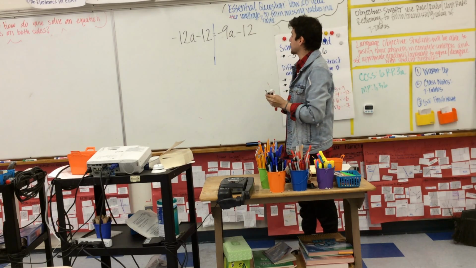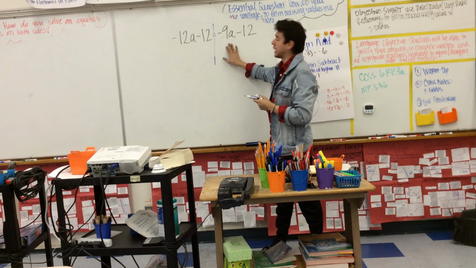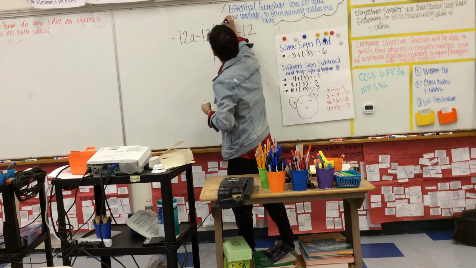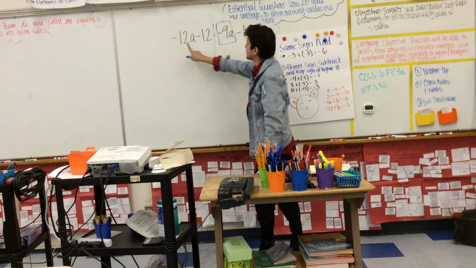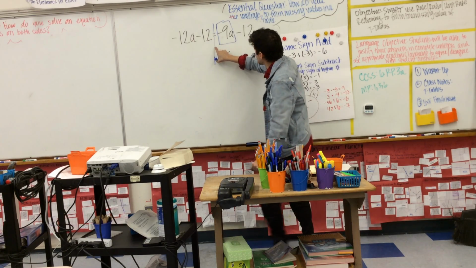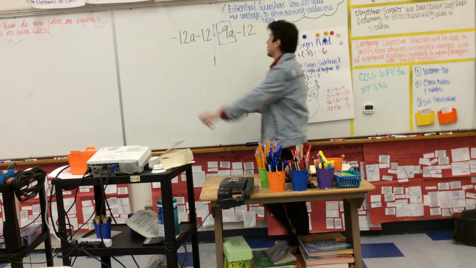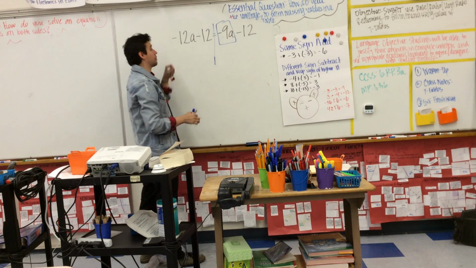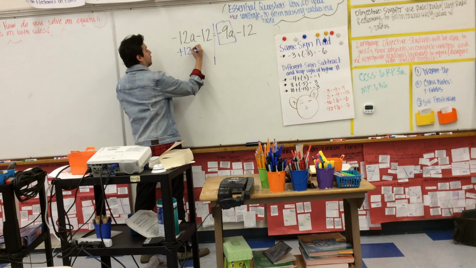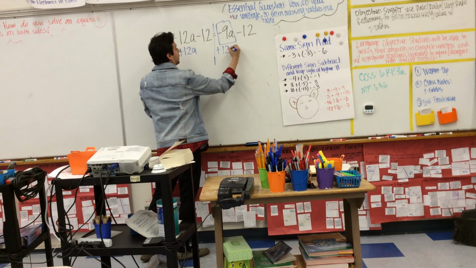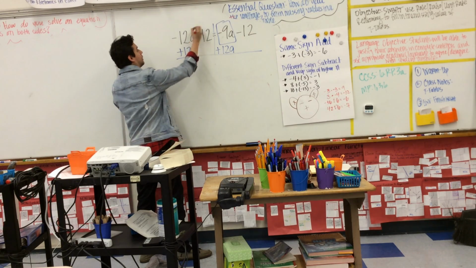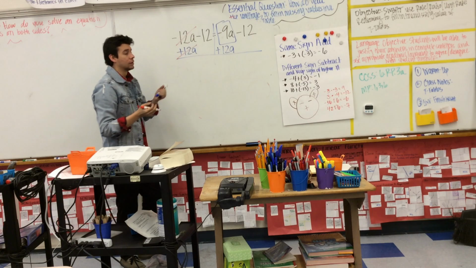Okay? So which one's bigger? -12 or -9? Hopefully you said -9. This one's bigger. That means that's your little brother or sister that wants to jump the fence and come over here. In order for it to jump the fence and come over here, you have to do inverse operation. So +12a, +12a, okay? That means this cancels with this.